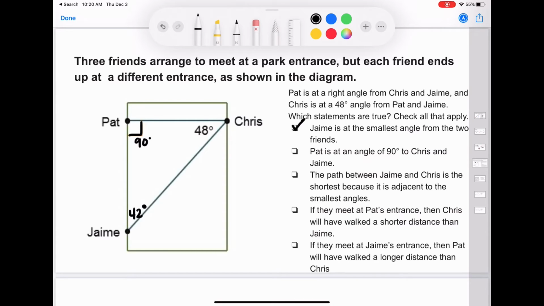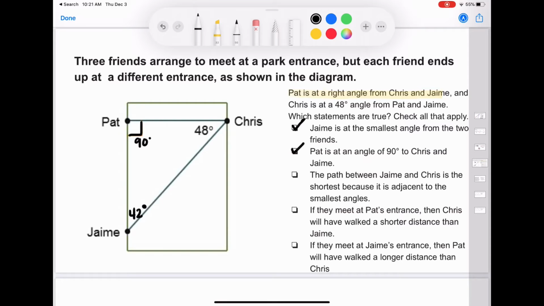Next one. Pat is at an angle of 90 degrees to Chris and Jamie. Well, actually, we are being told that right here. Pat is at a right angle or a 90-degree angle from Chris and Jamie. And so we can click that one as true. Let's look at the next one.